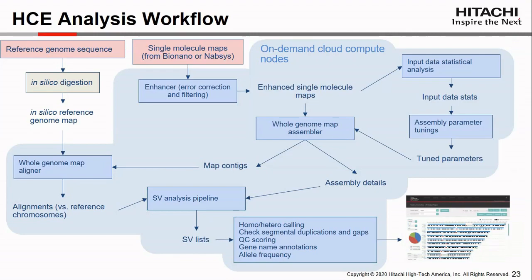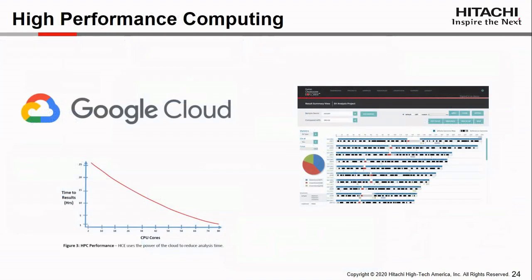Hitachi has applied its expertise in cloud computing and large data management to dramatically decrease this entire process to 1 to 2 hours at 100x coverage. The key to HCE's speed and quality improvements is Hitachi's partnership with Google Cloud. Google Cloud, through its high-performance computing, or HPC, environment, allows us to dynamically spin up the optimal number of compute nodes to speed up iterative tasks and enable complex parallel processing of large genome mapping datasets.